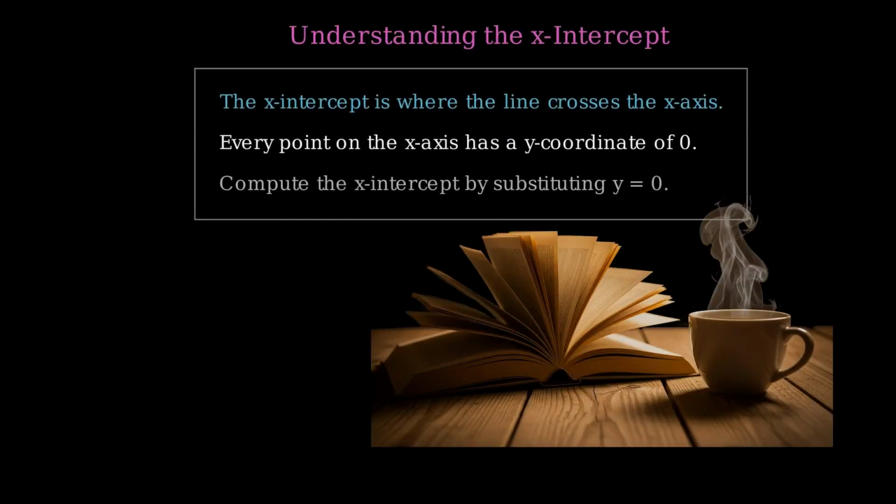The x-intercept of a graph is the specific point where the line crosses the x-axis. Every single point on the horizontal x-axis has a y-coordinate of 0. Therefore, all points on this axis are always written in the form (x, 0). To find the x-intercept from any linear equation, we can simply substitute y equals 0 and solve for x.